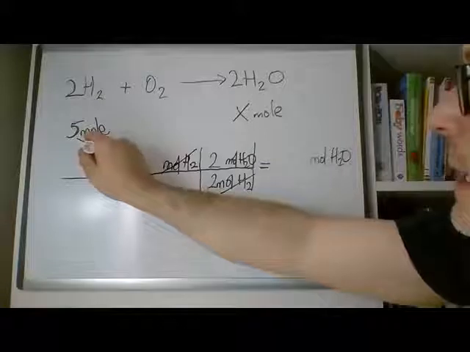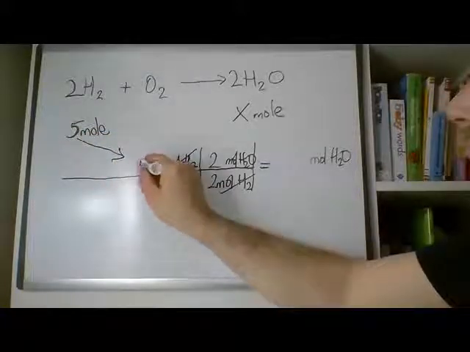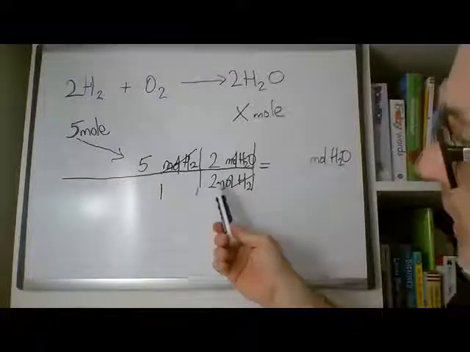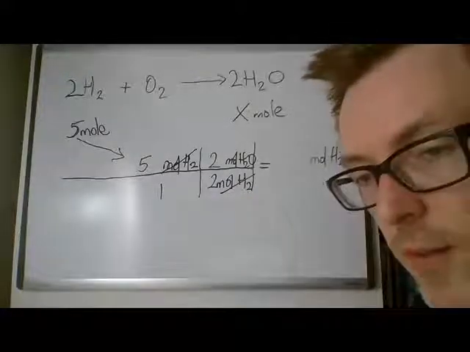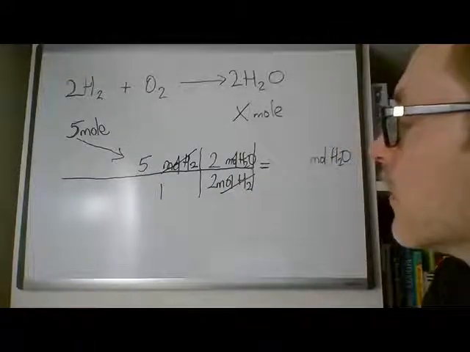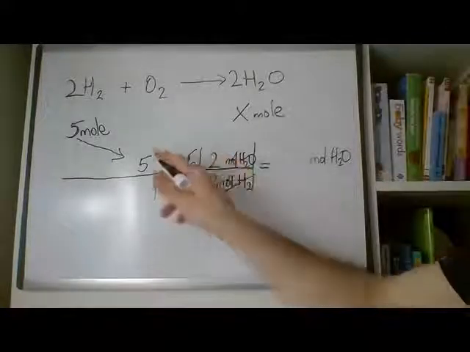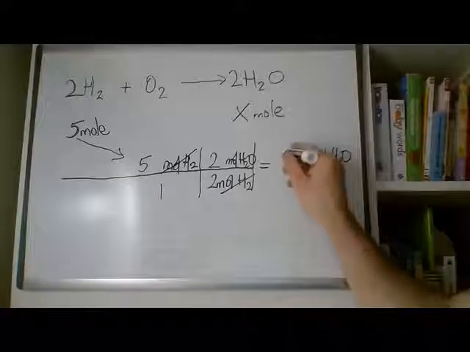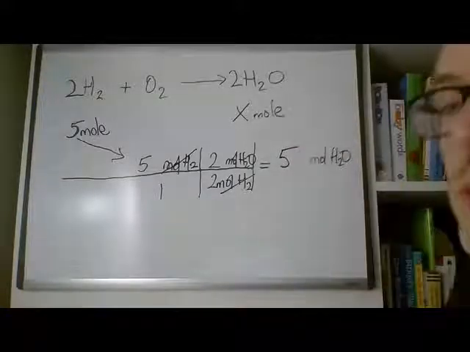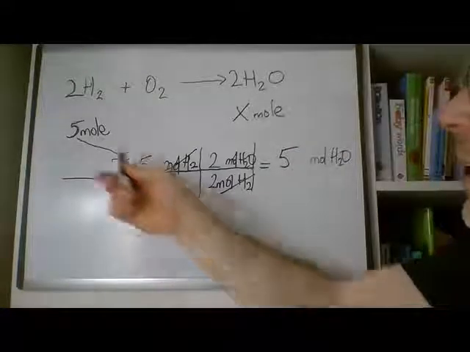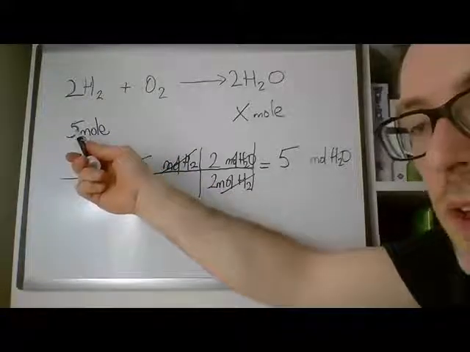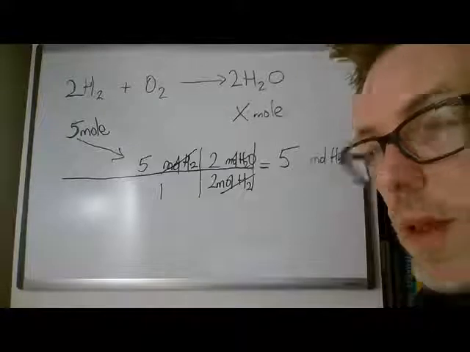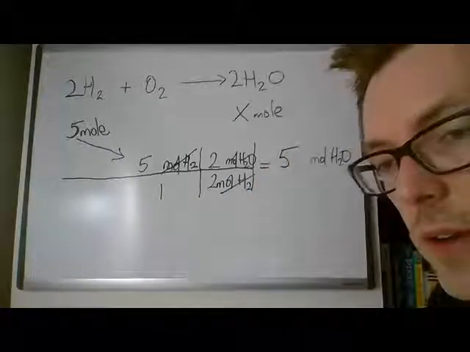Now I can insert my input. So the ratio was 2, but the actual input was 5. So 5 multiplied by 2 is 10, divided by 2 is 5. So the answer is 5 moles of water. My input had 1 sig fig. The significance of your input and output should be the same. So my answer has 1 sig fig.